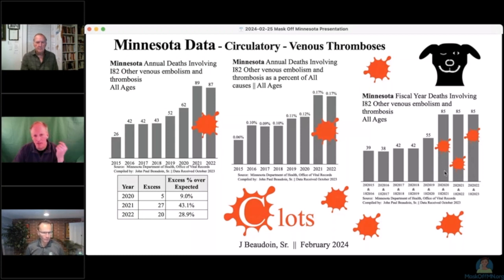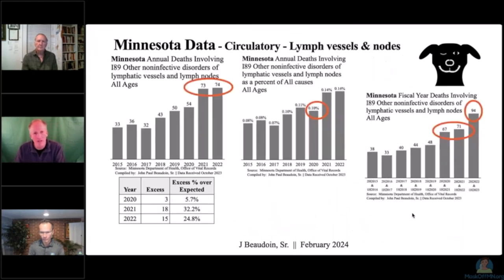And then I use the fiscal year, and you can see that it's ongoing through 2023. And I can't believe they all came out to 85. There's weird number patterns that show up when you do enough of this. Lymph vessels and nodes.